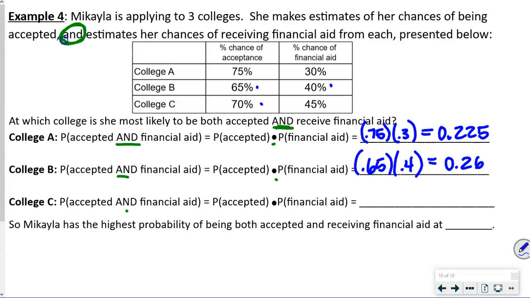Then our last one right here, we're going to do 0.7 times 0.45. And that one is equal to 0.315. And again, this time it says, so Michaela has the highest probability of being accepted and receiving financial aid at which college, y'all? College C, right? We're looking for the highest number here. So that was this one right there.